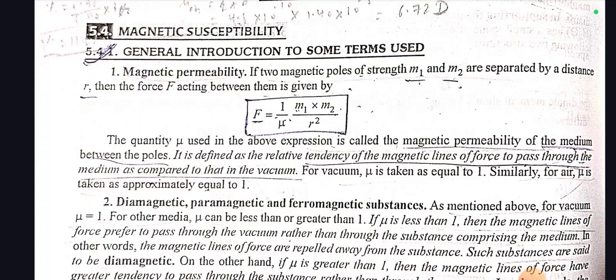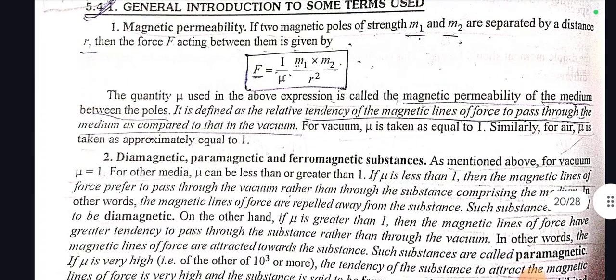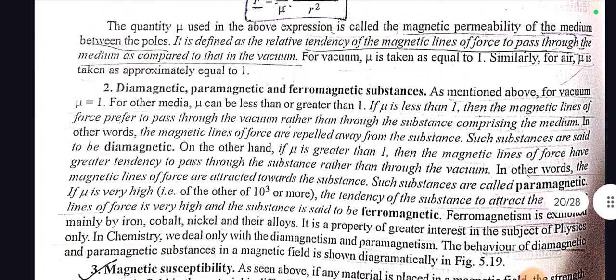Magnetic permeability. If two magnetic poles of strength M1 and M2 are separated by a distance r, then the force F acting between them is given by F equals 1 upon mu, M1 into M2 upon r squared. The quantity mu used in the above expression is called the magnetic permeability of the medium between the poles. It is defined as the relative tendency of a magnetic line of force to pass through the medium as compared to that in vacuum. For vacuum, mu is taken as equal to 1. Similarly, for air, mu is taken as approximately equal to 1.